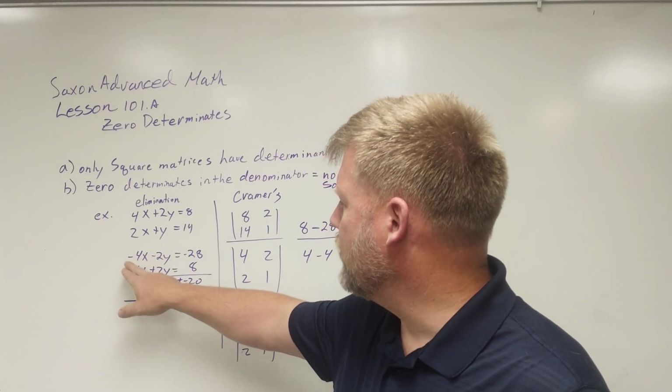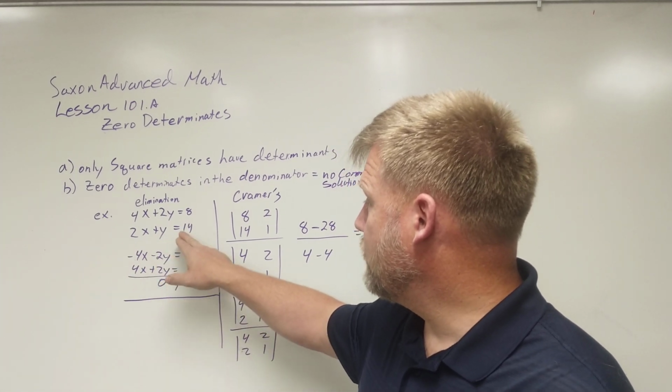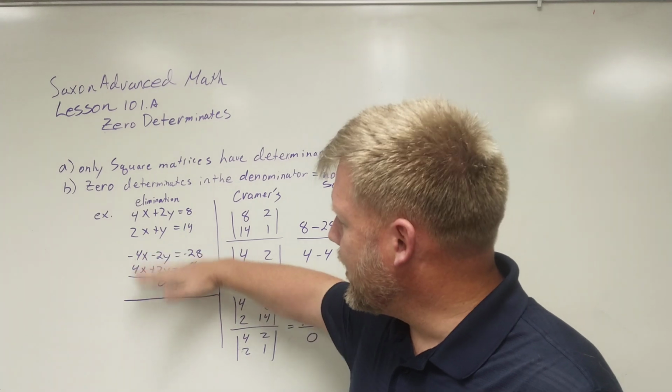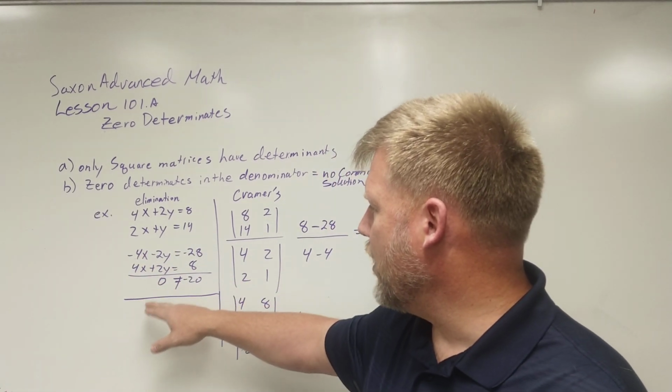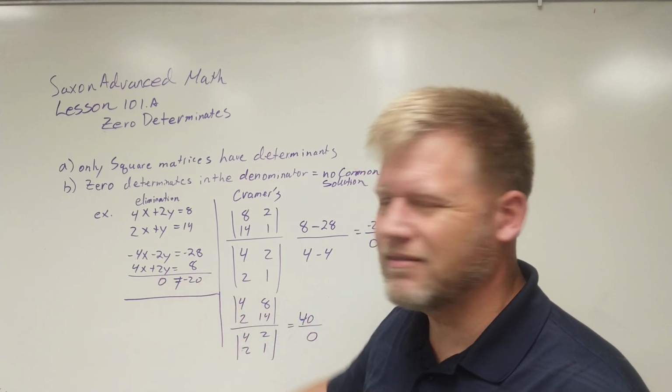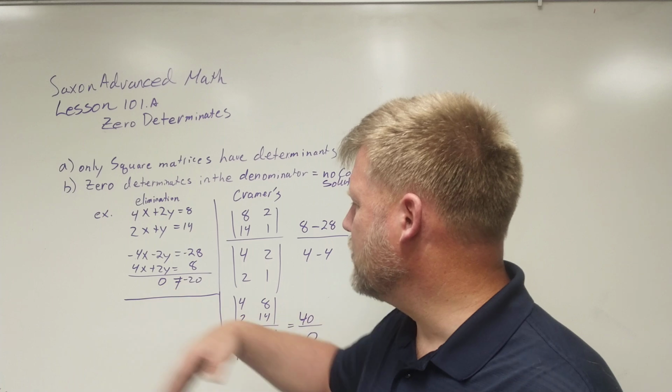If I did that, negative 2 would give me a negative 4. Negative 2 would give me a negative 2, right? And times 1, negative 2 would give me a negative 28. Now I can add these up with elimination. Negative 4 and 4, that's 0, right? Negative 2 and 2, that's 0. And I've got a problem here. This has no common solution.